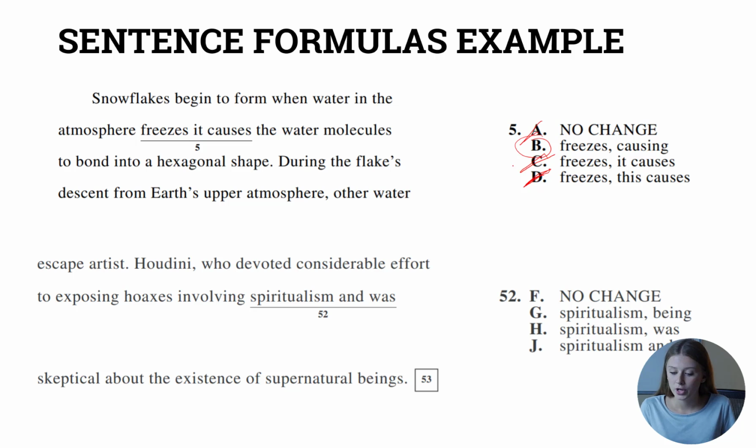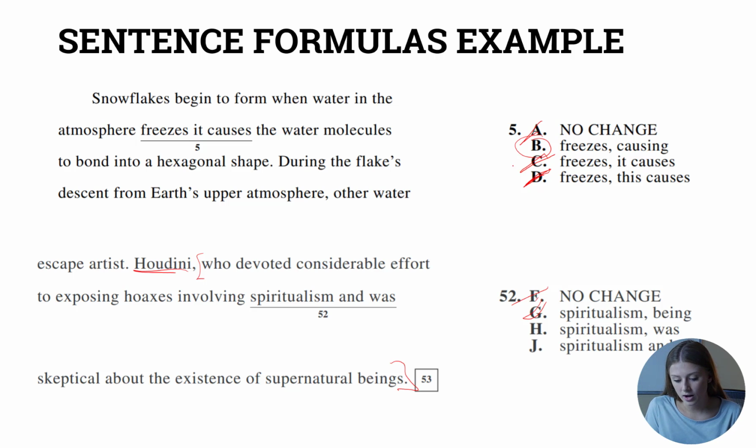Our next example: Houdini, who devoted considerable effort to exposing hoaxes involving spiritualism and was skeptical about the existence of supernatural beings. When we break this sentence apart, we have Houdini, which is the subject, and then this whole phrase is just one dependent clause. So we're missing a verb. So it's not going to be no change. Let's look at G. Houdini, who devoted considerable effort to exposing hoaxes involving spiritualism, being skeptical about the existence of supernatural beings. That still doesn't give us a main verb. So let's look at H.